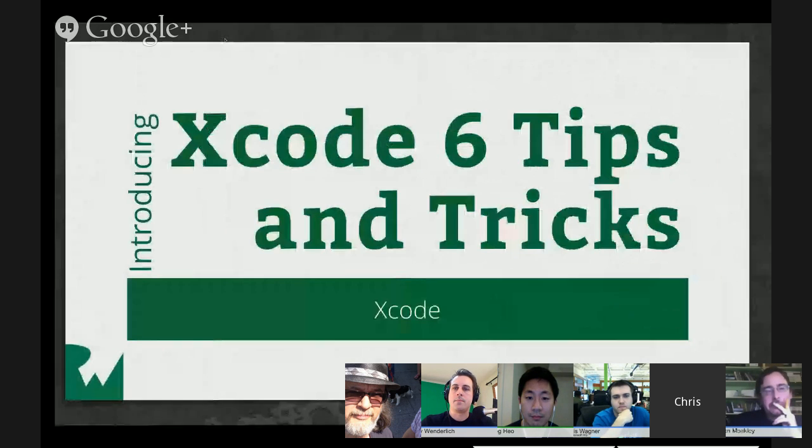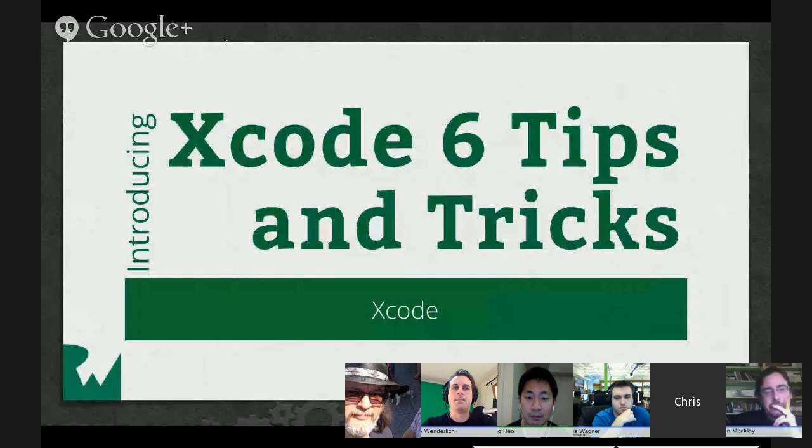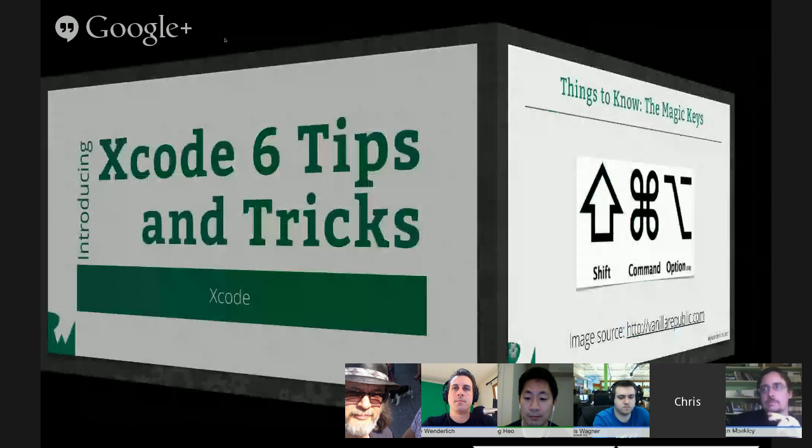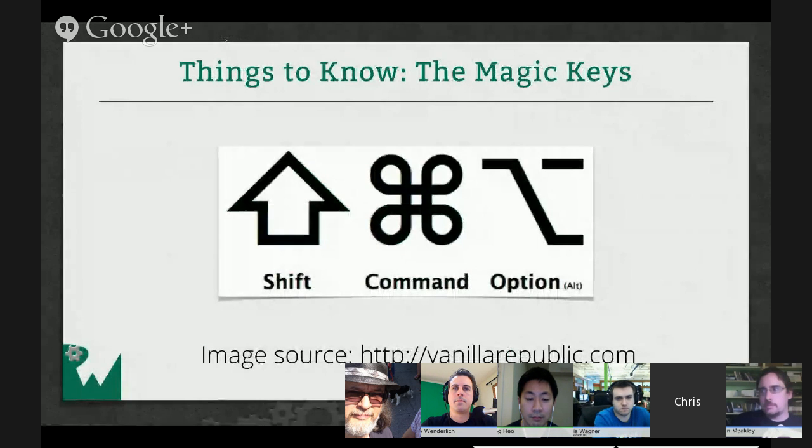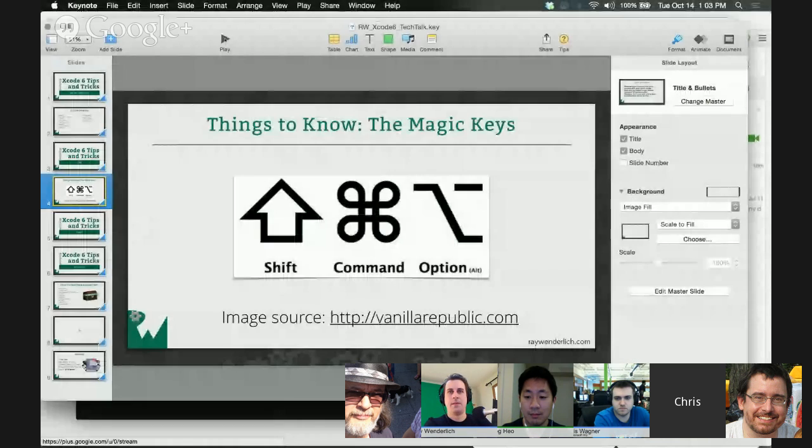So we'll first jump right into Xcode. There's not going to be a lot of slides in this. We're going to be mostly in Xcode. And what's important to know are these magic keys: Shift, Command, Option, which a lot of people call Alt as well. And then also the Control key is kind of the 4th pillar of that. So let's jump over to Xcode.